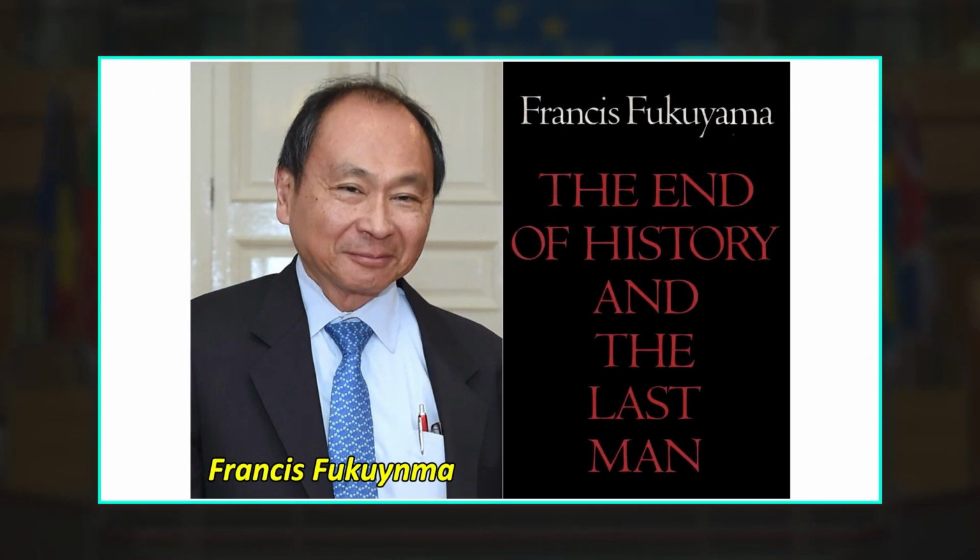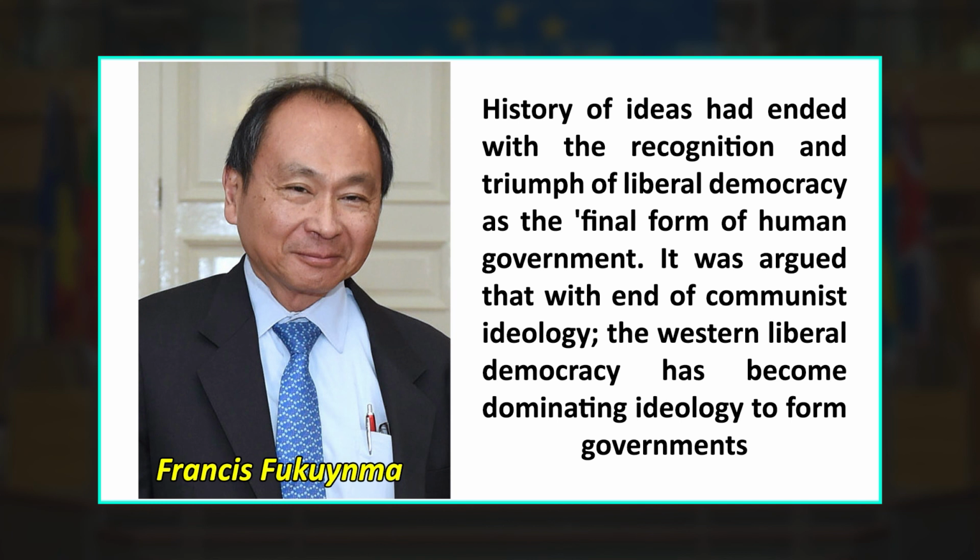Francis Fukuyama, in his article The End of History published in 1989, which was later developed into a book titled The End of History and the Last Man published in 1992, argued that the history of ideas had ended with the recognition and triumph of liberal democracy as the final form of human government. It was argued that with the end of communist ideology, Western liberal democracy has become the dominating ideology to form governments. Most of the developed and developing nations adopted the liberal democratic form of government.